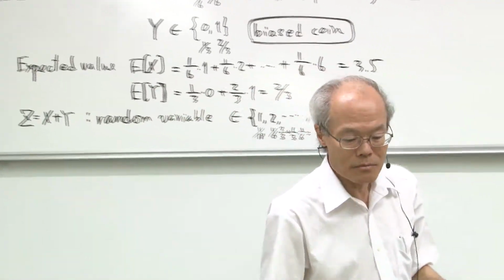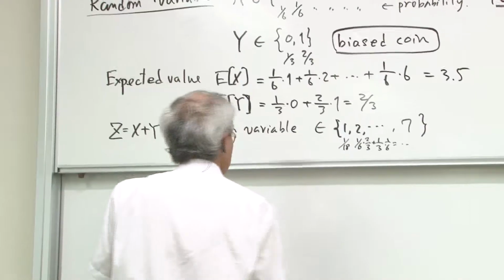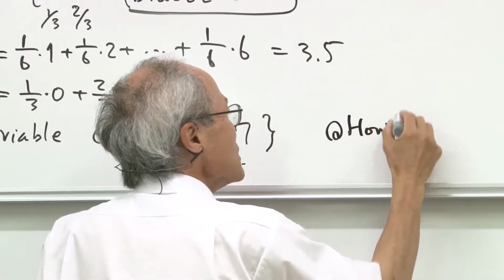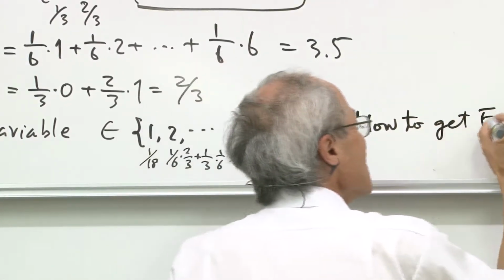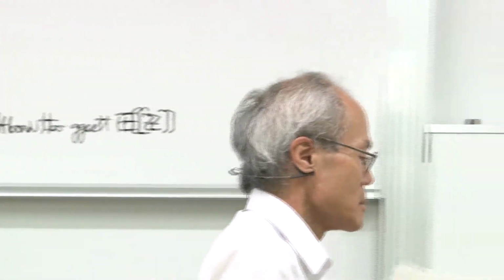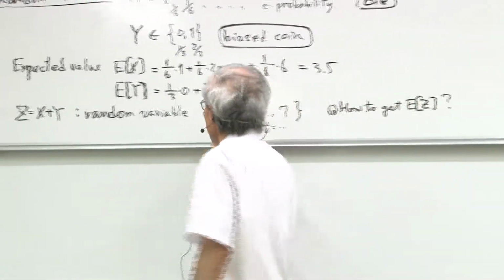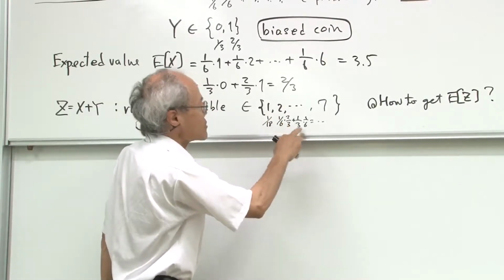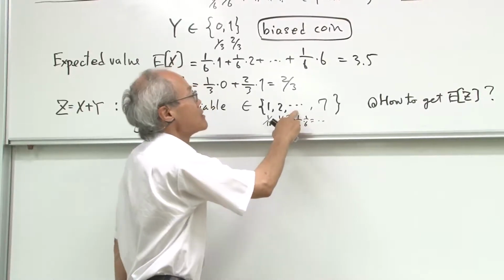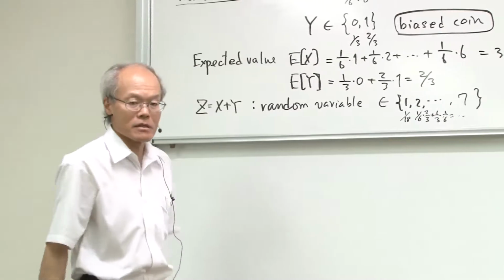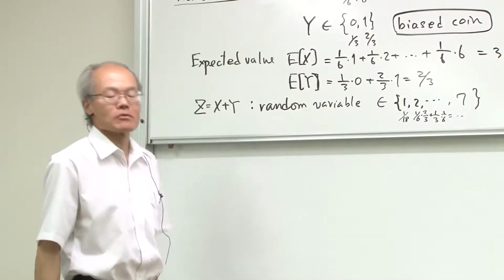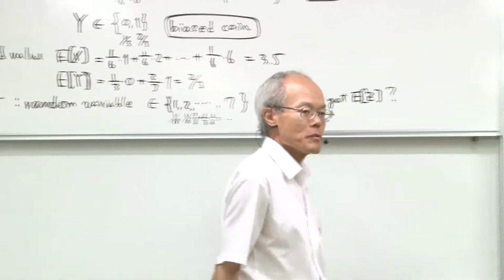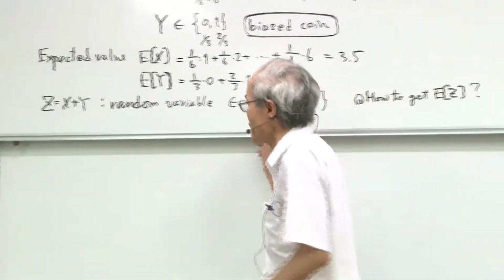So then the question is how to get the expected value of variable z. Of course, you can calculate the expected value by calculating all the probabilities of these values. Then exactly like this, we can calculate the expected value. But wait. That is not a good way. We have a much better way of calculating this expected value.